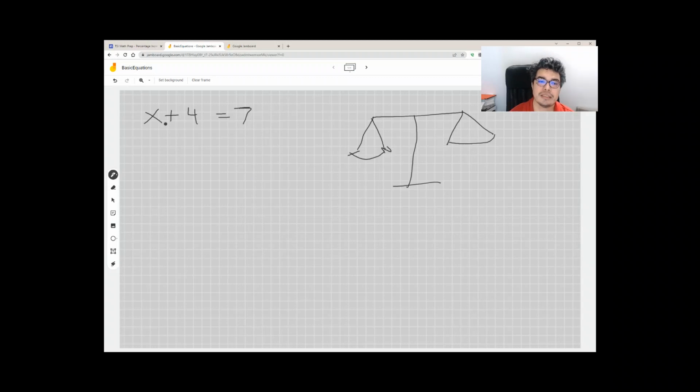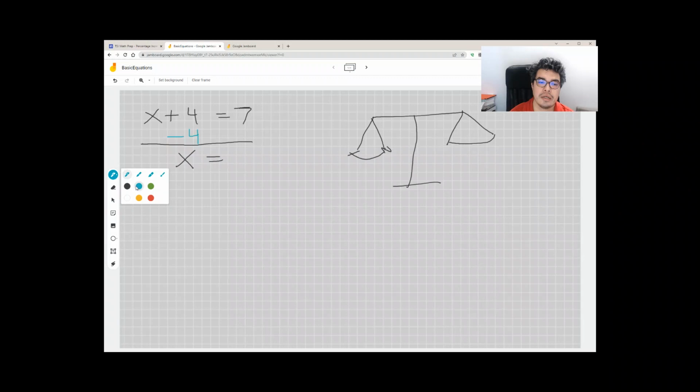But look at this. 4 is being added to x. So what I want to do is take away 4 from the left. Because if I take away 4 from the left, then this plus 4 and this minus 4 will go to 0. That'll actually leave me with just x on the left, like this, right?